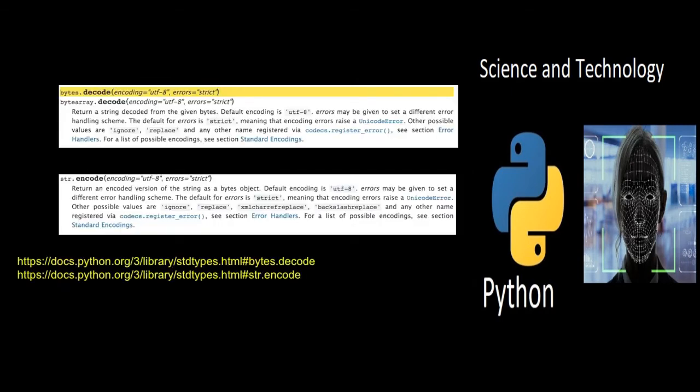And if you look at the documentation, you will see that sometimes it says it's a string or it's bytes. And so you take a byte array and you decode it to get a string, and you take a string and encode it to get a byte array.